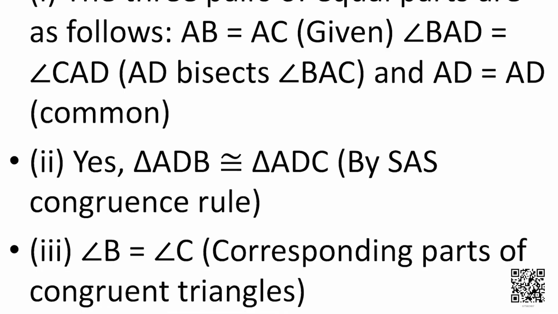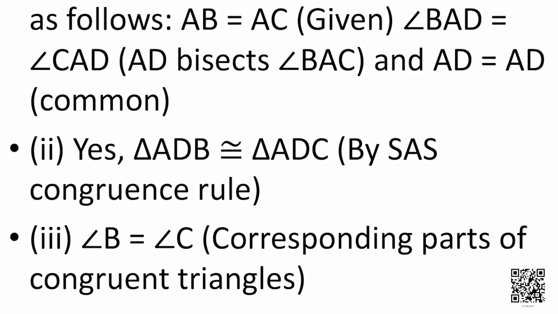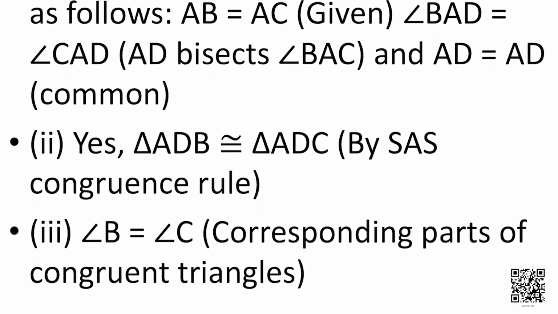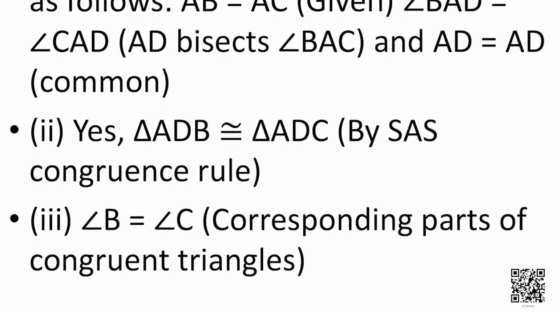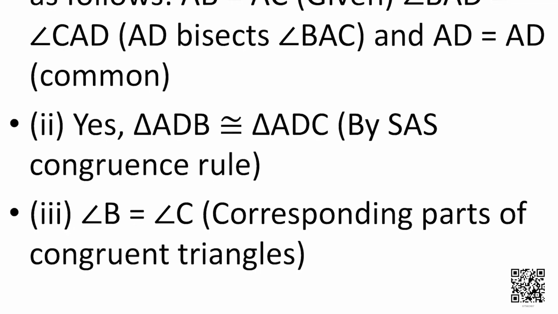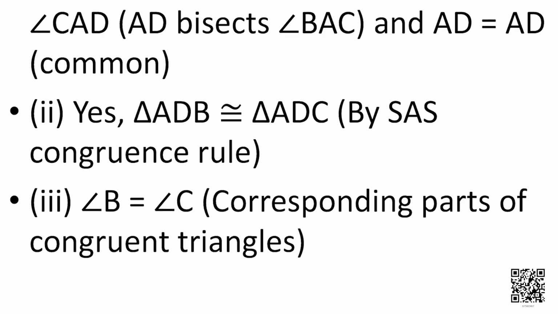So to answer the second question, we can say that yes, triangle ADB is congruent to triangle ADC, that is by side angle side congruence rule. And to answer the third question, that angle B is equal to angle C, we can say that yes, angle B is equal to angle C because they are the corresponding parts of congruent triangles, hence they are equal.